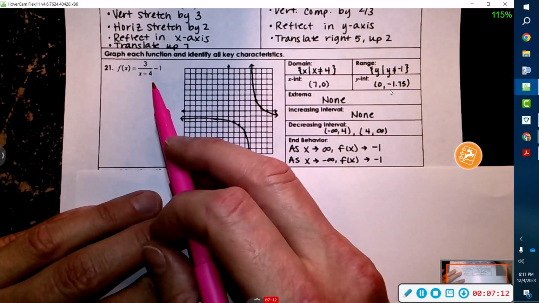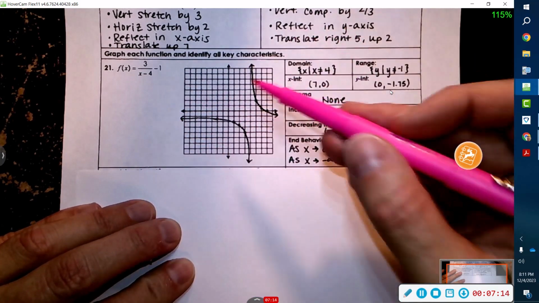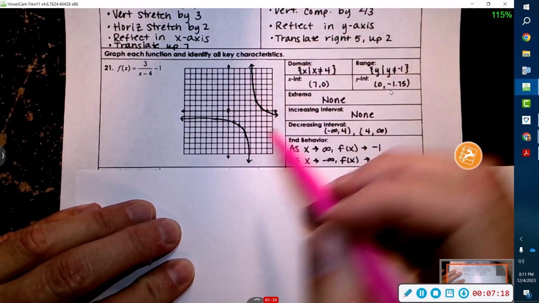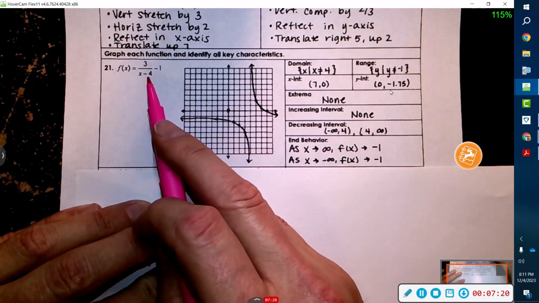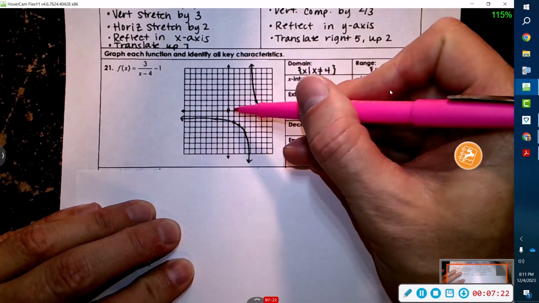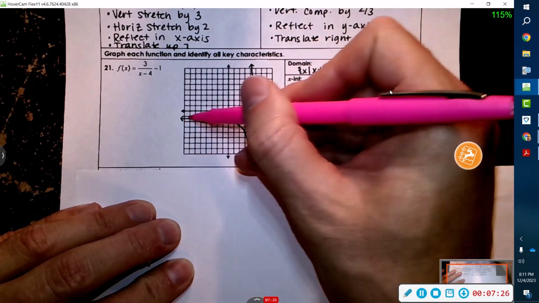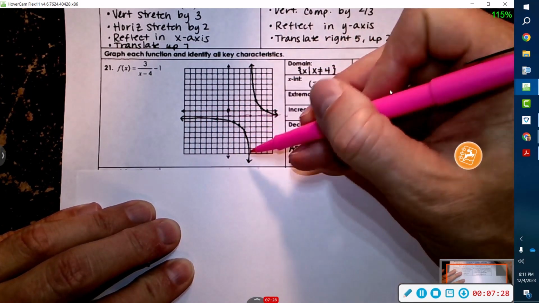So we've got a rational function here that we started at 0, 0. I'm going to put that dot right there. And 0, 0 means that we're going to move over to the right 4, down 1. So 1, 2, 3, 4, then down 1. This is our new kind of origin here.